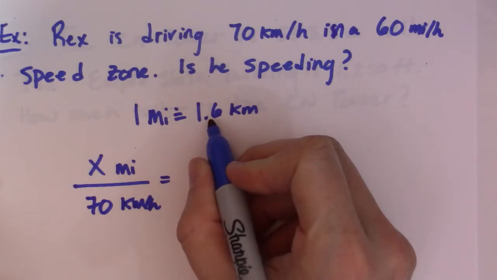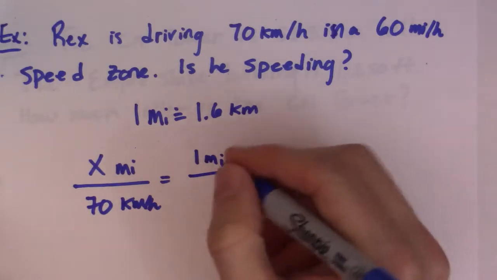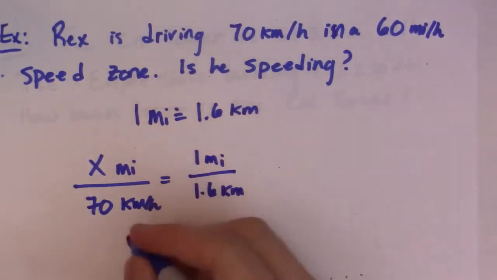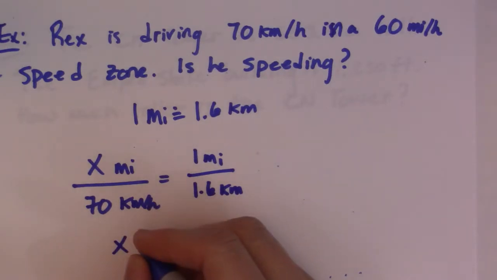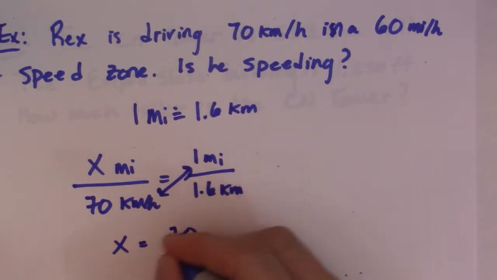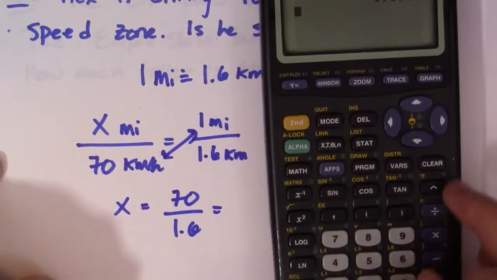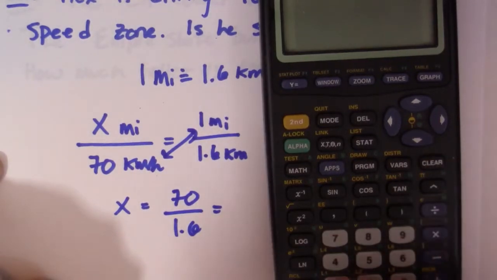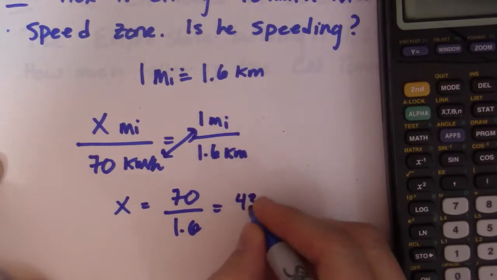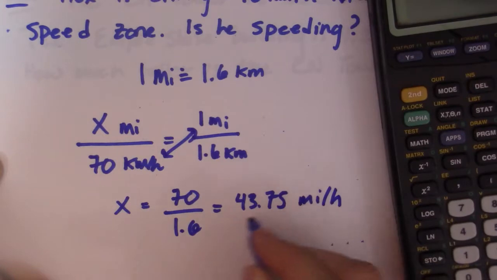1 mile over 1.6 kilometers. So then we'll just do a little math here. We'll have x is equal to, and we'll cross multiply this, so we have 70 over 1.6. So we'll do the math on that. 70 divided by 1.6, and we get 43.75 miles per hour.